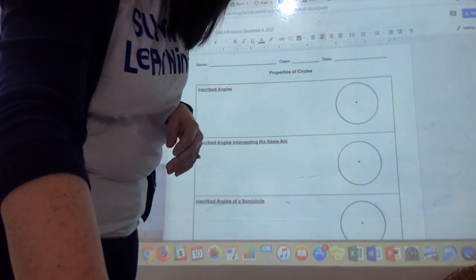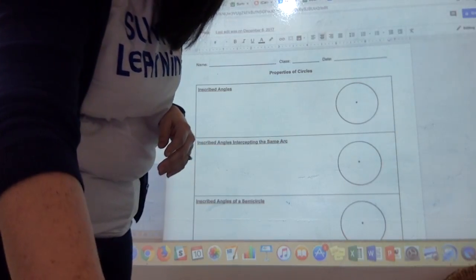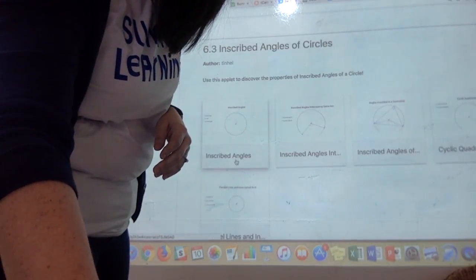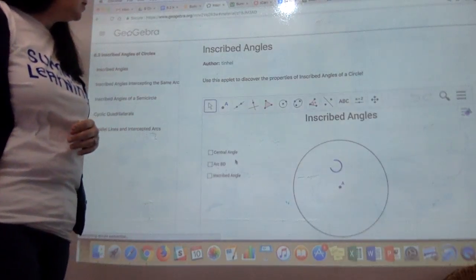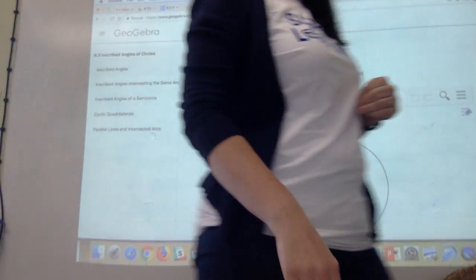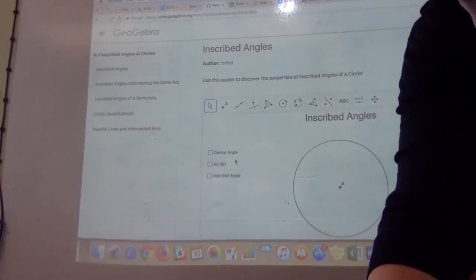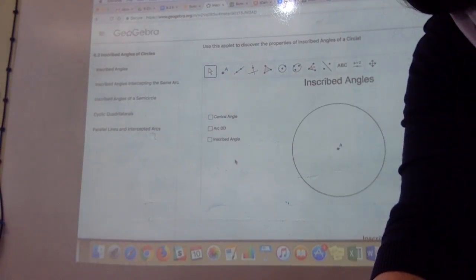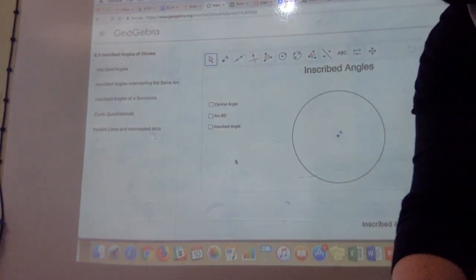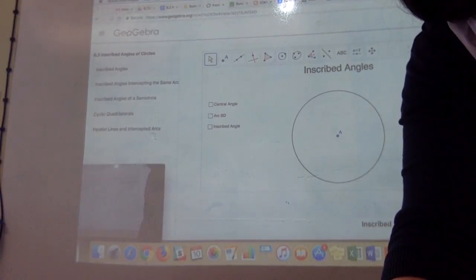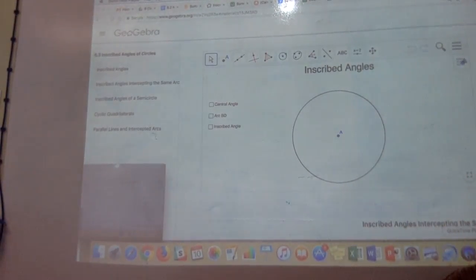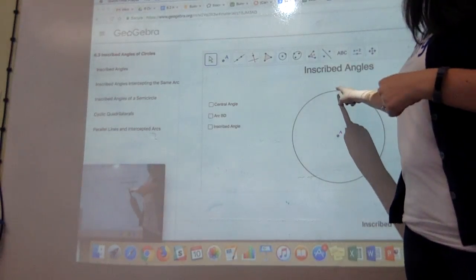Yep, I'm starting. An inscribed angle. Let's first talk about a central angle, and then we'll see if you can see the difference. What do you think a central angle is? Is it the angle from this side to the center to another side, or something like that? What do you mean by side? That part. So that's kind of good.